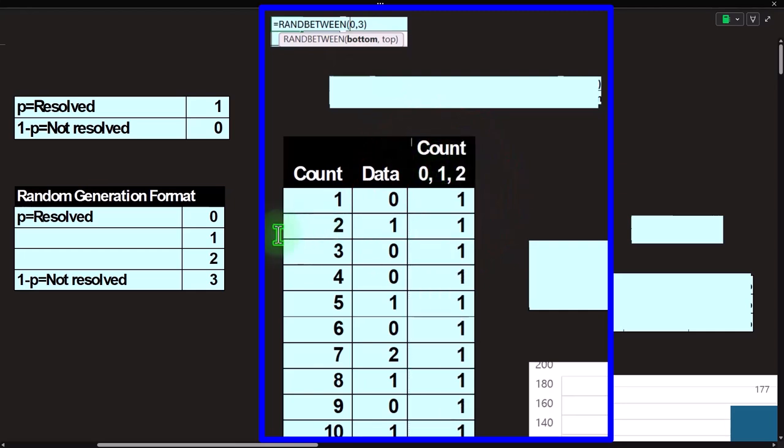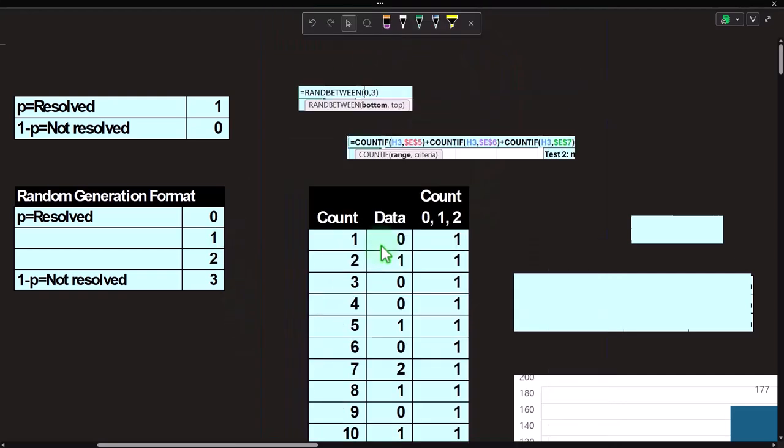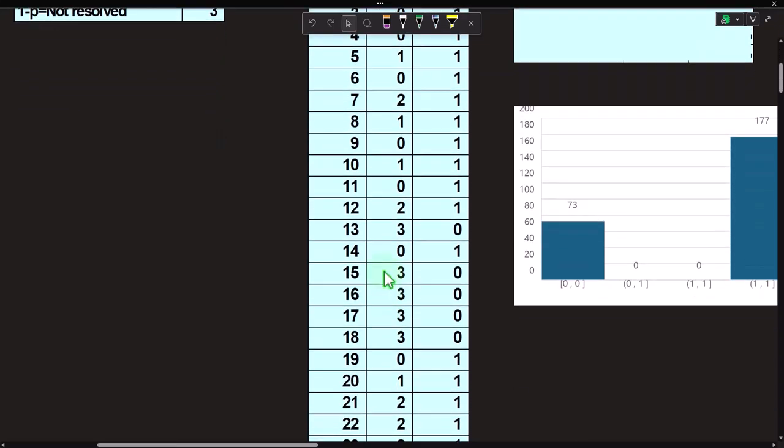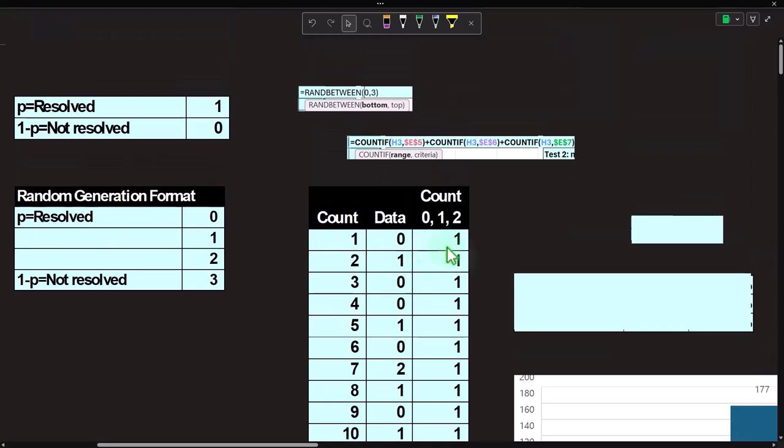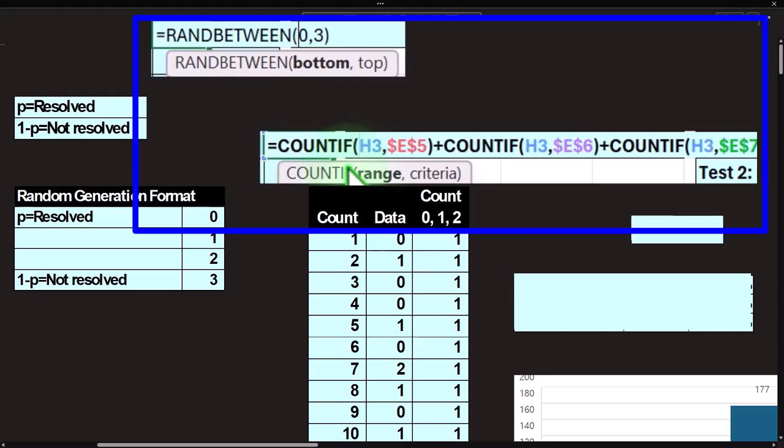So now I'm going to go through and say, I want to count the ones that have either a 0, 1, or a 2. So now within this column, the data column, I have 0s, 1s, 2s, and 3s, somewhat evenly distributed. But I want it to just be represented as 1s and 0s. So now I'm going to make this column, which says count. I want to count this column if it is a 0. And then I say plus, also count it if it's a 1. Plus, also count it if it's a 2.